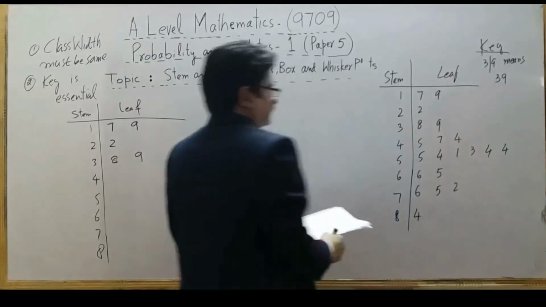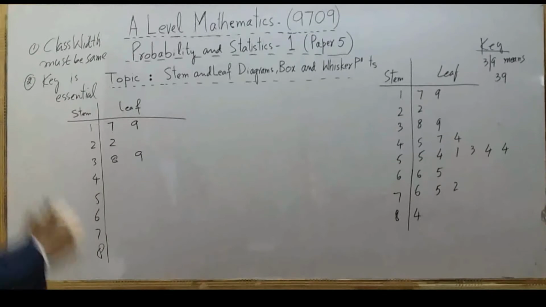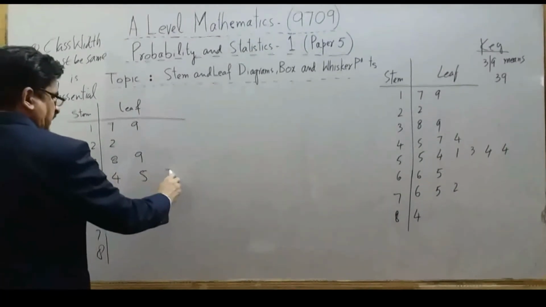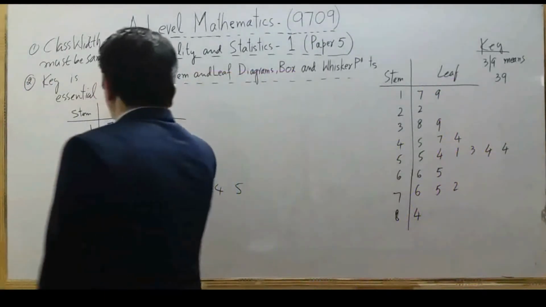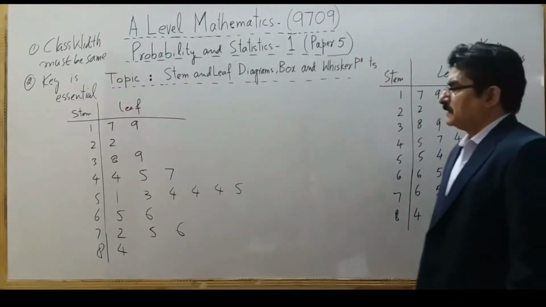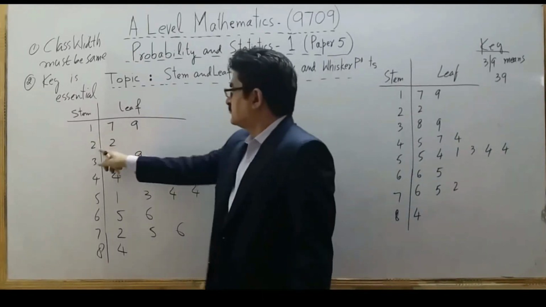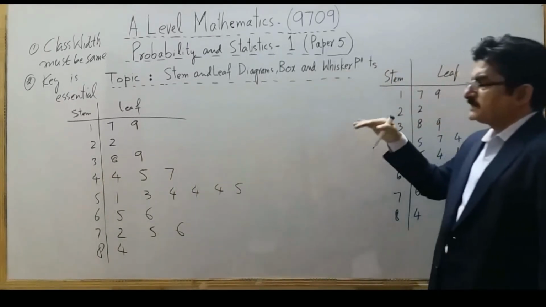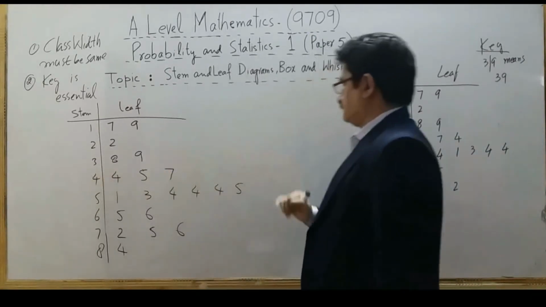In this, the values are not in ascending order. So we should write 4, 5 and 7, meaning 44, 45, 47. Now this is our final stem and leaf diagram in ordered form, in ascending order. This is 17, 19, 22, 38, 39. So values with the same stem are written in one row.